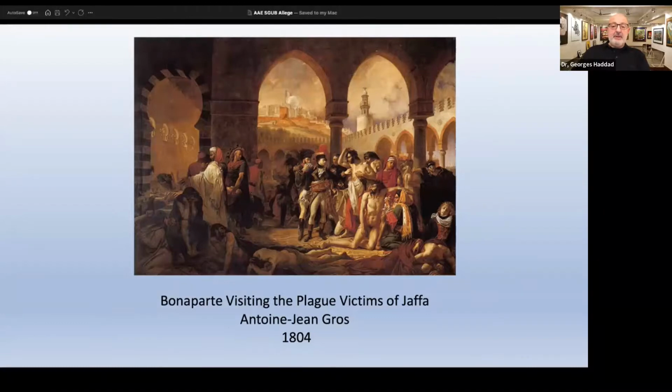This is a painting of Bonaparte, of Napoleon in the Middle East. He had lost all his wars in the Middle East. People said that he had killed the soldiers in his troop that were sick from the plague. So he asked Antoine Jean Gros to show him with the plague victims, avec les pestiférés, in Jaffa. And look, he has his hand without a glove, and he's touching the bubo.